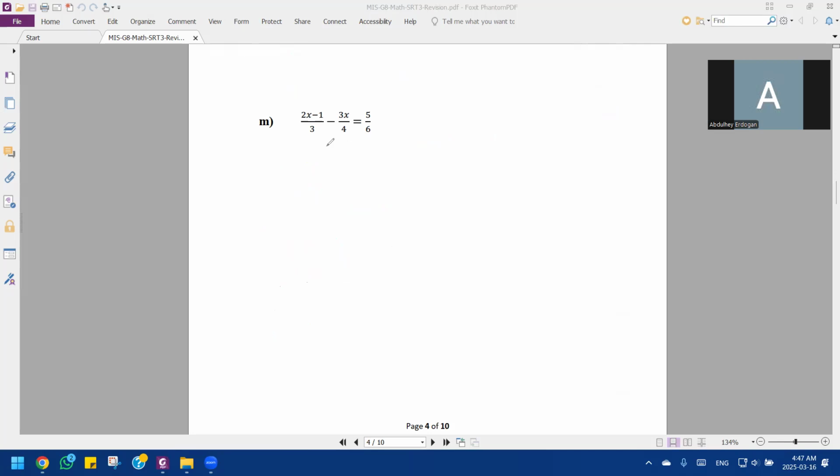The same denominators. So we multiply by 4. We multiply by 3. Now when I multiply here by 4, I will get 8x minus 4 over 12. And then here, minus 9x over 12 equals 5 over 6.